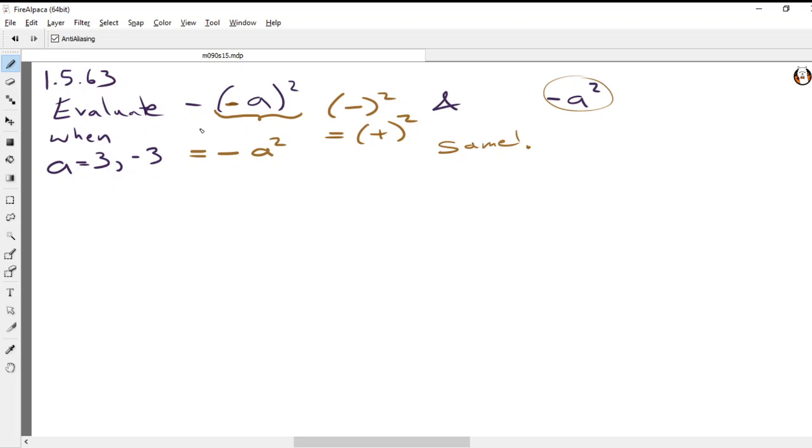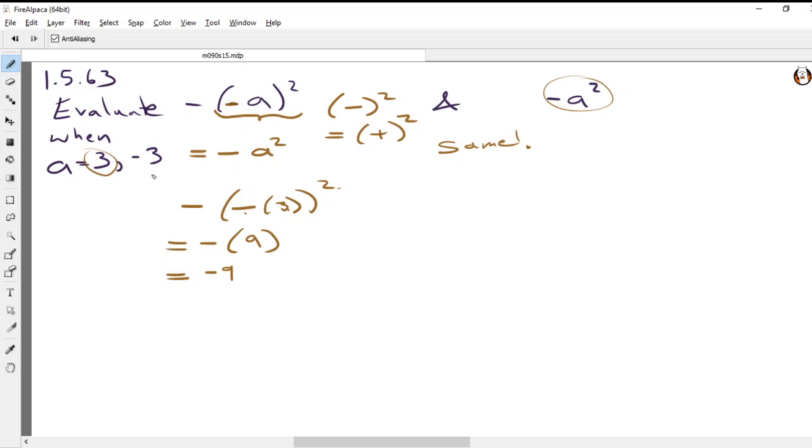And if we actually do all the stuff with all the signs, we could see that as well. We could say it's a negative 3 squared, and a negative 3 squared is 9. And then we negate it to get to negative 9. So that takes care of that one.